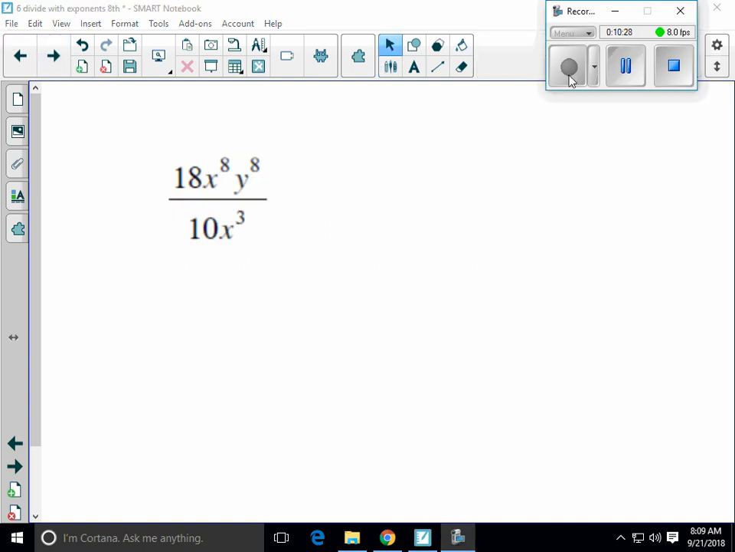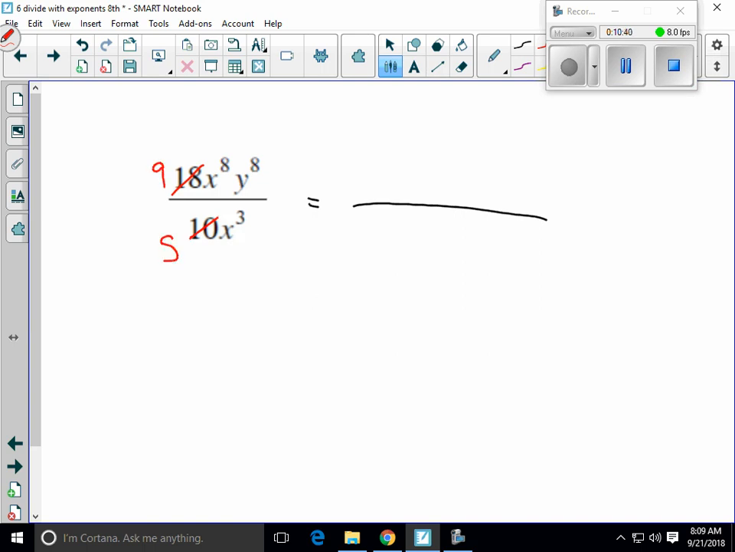Okay, our last two. 18 over 10, I can reduce. They're both even. Divide them by 2, I get 9 over 5. X to the 8th and x to the 3rd, those have like bases. I have more x's in my numerator, and then 8 minus 3 is 5. And the y, I don't have anything to simplify it with, so I'm going to leave it right where it is. I have y to the 8th, that's going to be my numerator.